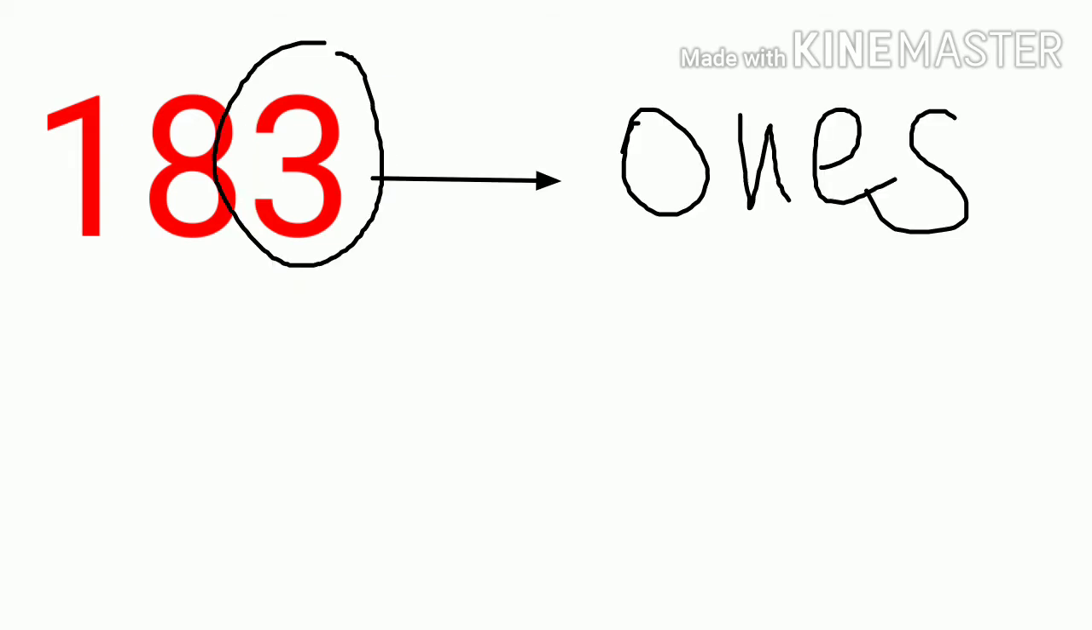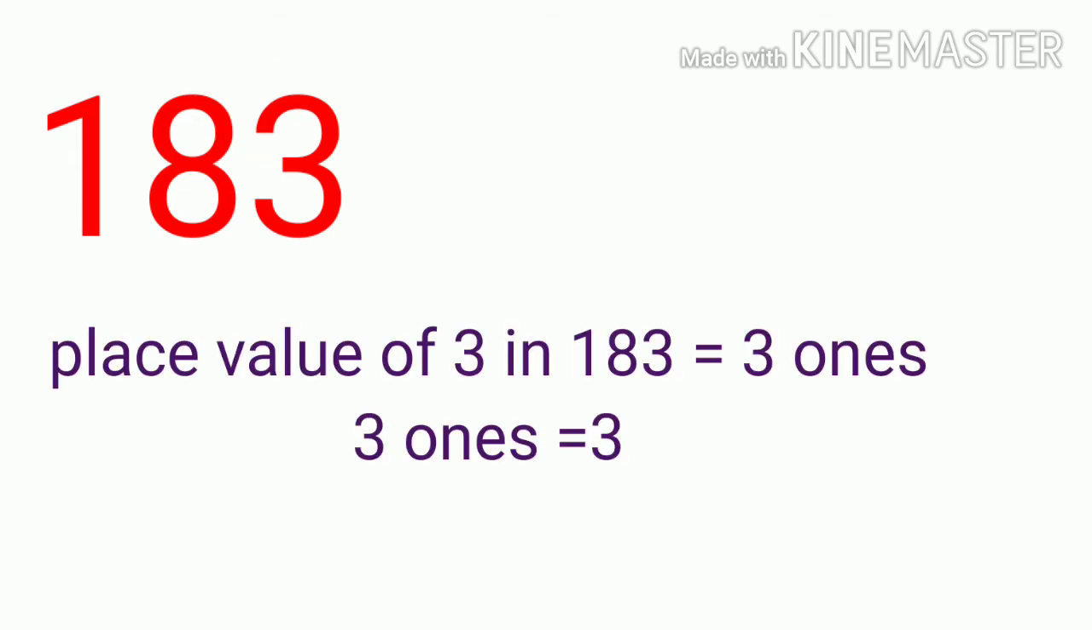Let us do one more example. That is, we have to find out the place value of 3 in 183. Here the number 3 comes in ones place. So we can say that the place value of 3 in 183 is 3 ones. We know the value of 3 ones is 3. So the place value of 3 in 183 is 3.